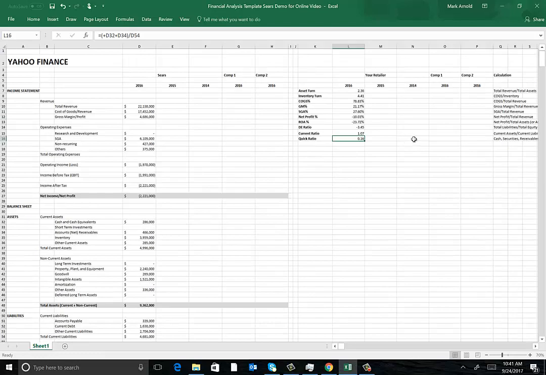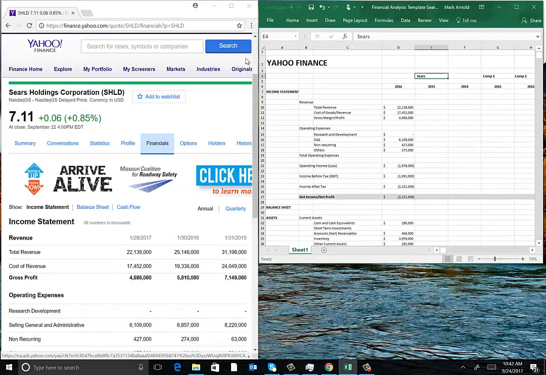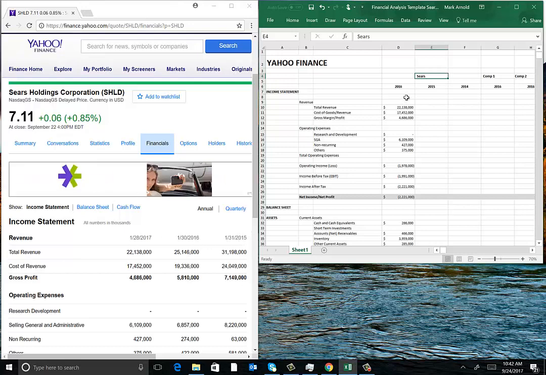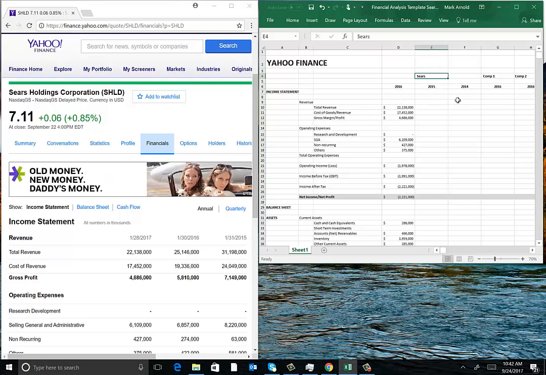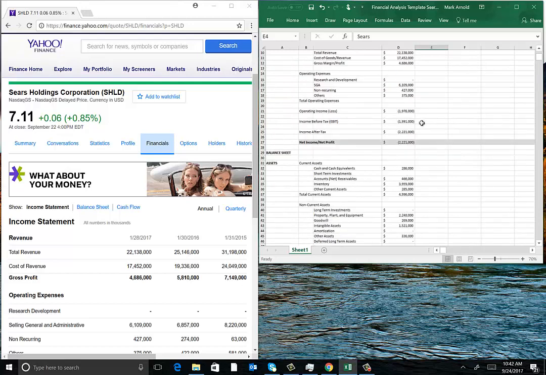Okay, so what you'll do then is, for your retailer, you'll fill in the data for 2016, 2015, and 2014, or whatever the year end is most appropriate for your firm. And again, make sure that you're using annual data, okay? The 3 columns that you see for your firm will be the 3 columns that you enter here. So you enter all of those, and then you go find competitors.